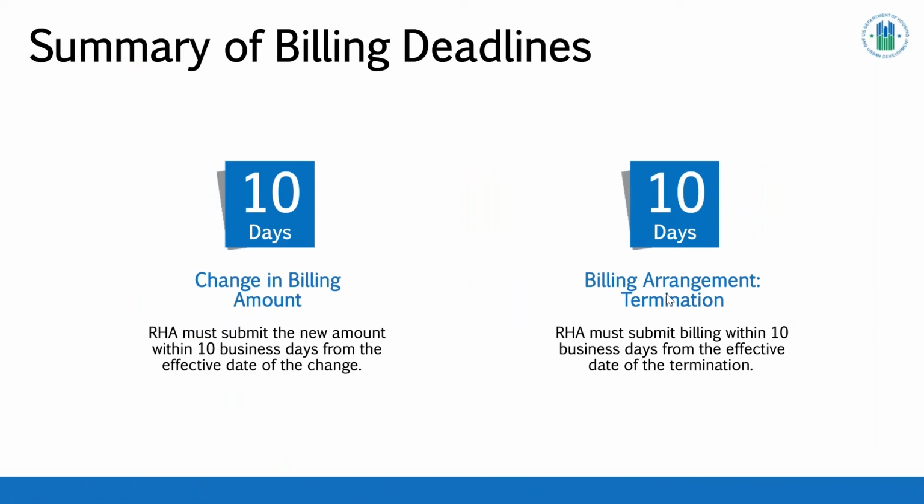So a type 2 or a type 7 50058. It sounds like you're saying if there was a change in the circumstances. Is that correct? Am I understanding correctly? Or a change in unit. So that would be 10 business days. Any changes would be 10 business days since it's not the initial billing.